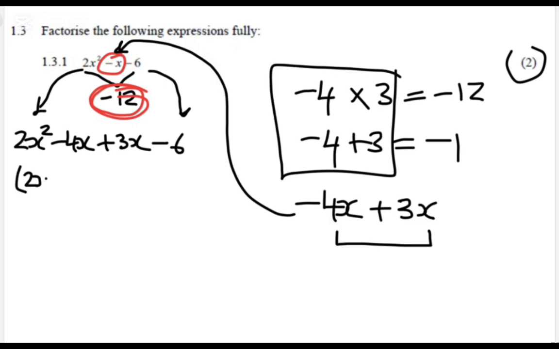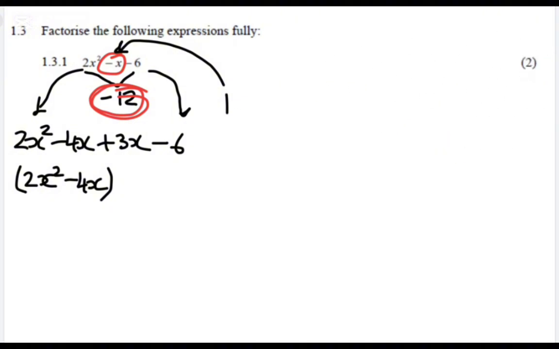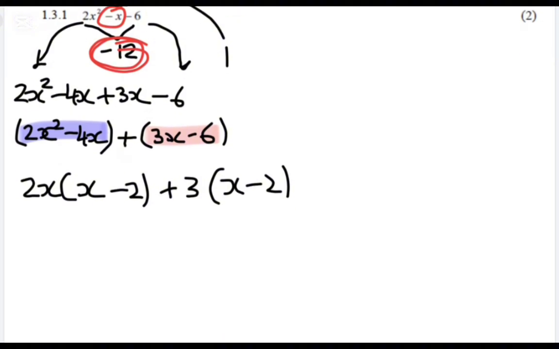So we're going to have 2x squared. Let me write it properly. We're going to have 2x squared minus 4x, and let me just rub this one off, and we're going to have plus 3x minus 6. From here on now, we have to take the common factor in each of these two brackets. The common factor of this one is going to be 2x, and when we take 2x, we're left with x minus 2, and from this one, the common factor is 3, so we're left with plus 3 times x minus 2.